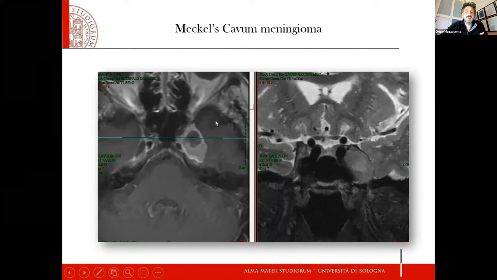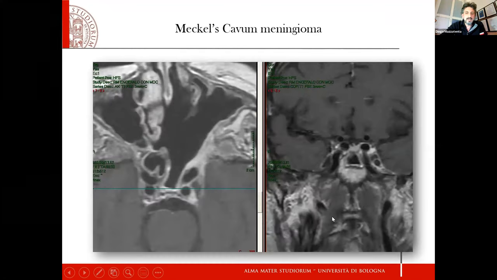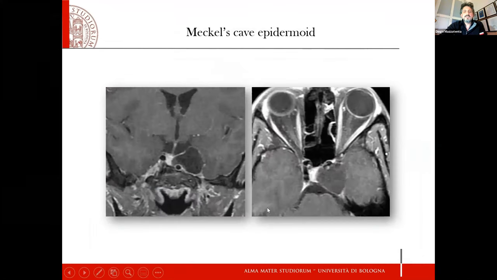This is another case of Meckel's meningioma, purely endoscopically. And this is a Meckel's epidermoid.